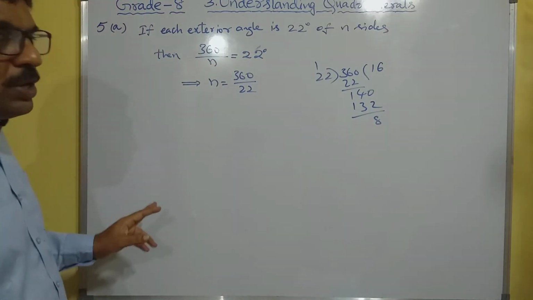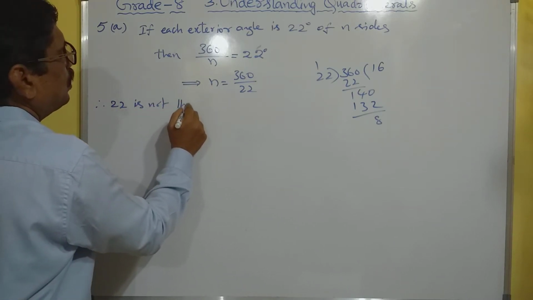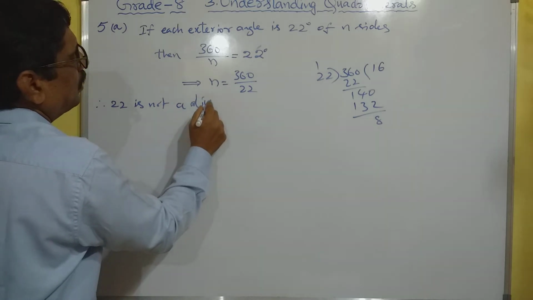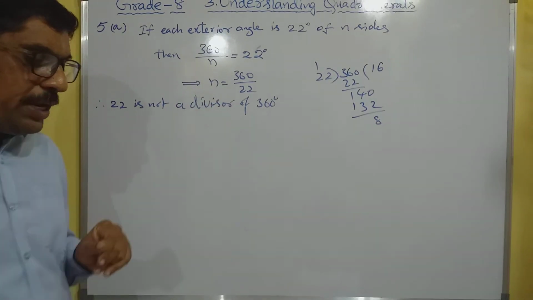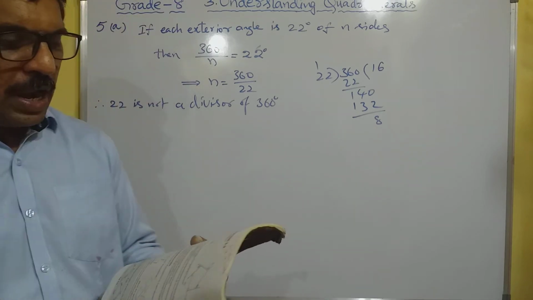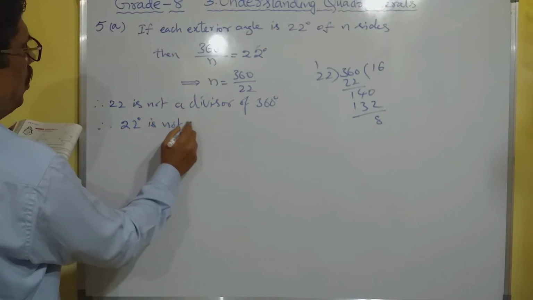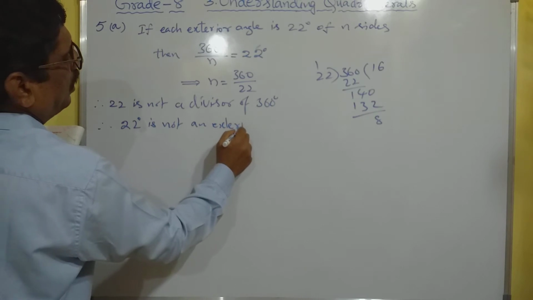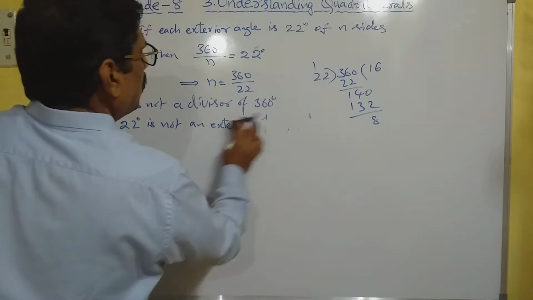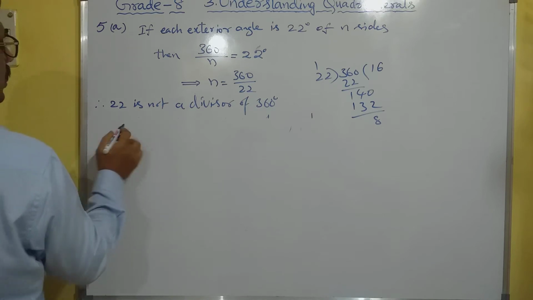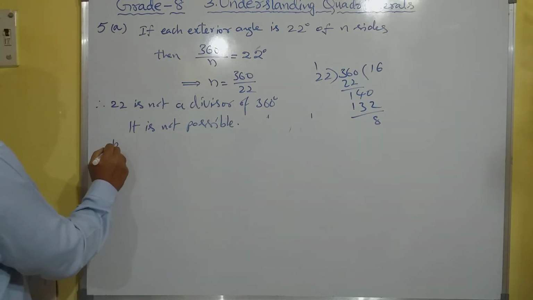That means 22 is not a divisor of 360 degrees. So it must be a divisor of 360, then only it is possible. Therefore, it is not possible to have a regular polygon. Therefore, 22 degrees is not an exterior angle of any polygon. Okay? Simply we can write, therefore it is not possible. So that's enough.